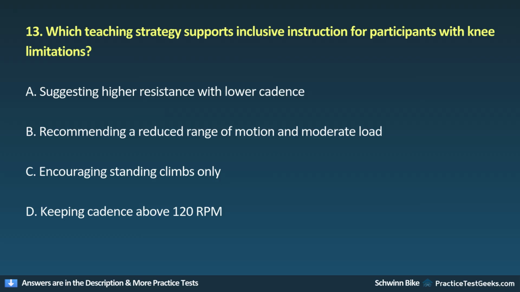13. Which teaching strategy supports inclusive instruction for participants with knee limitations? A. Suggesting higher resistance with lower cadence, B. Recommending a reduced range of motion and moderate load, C. Encouraging standing climbs only, D. Keeping cadence above 120 RPM.